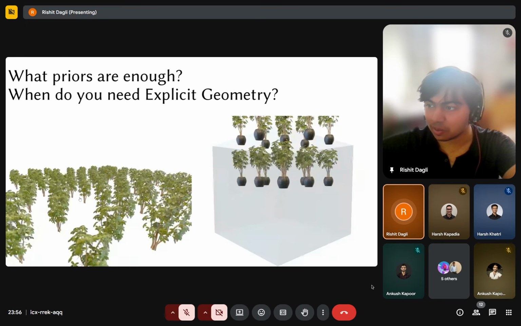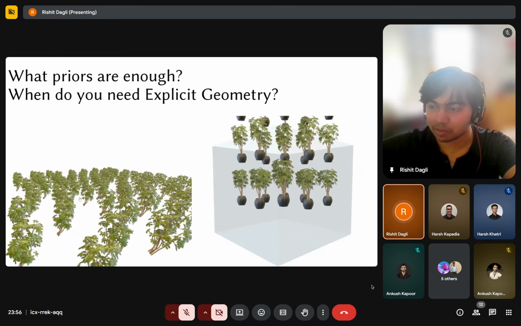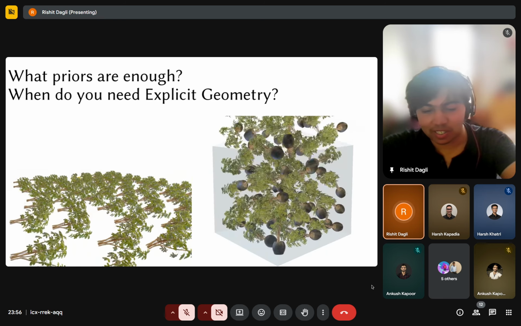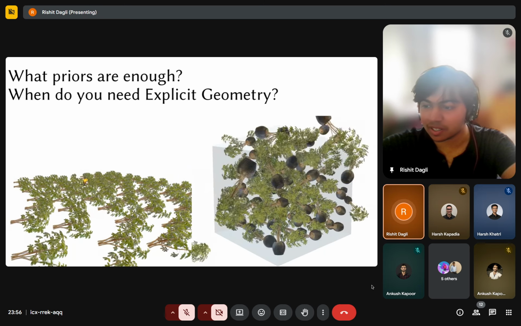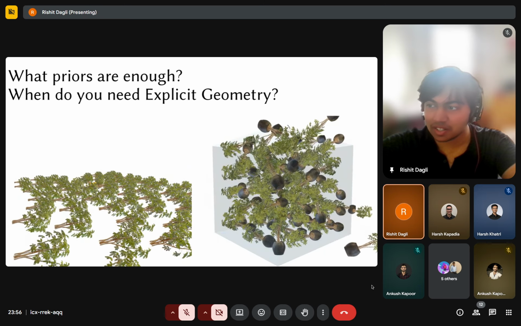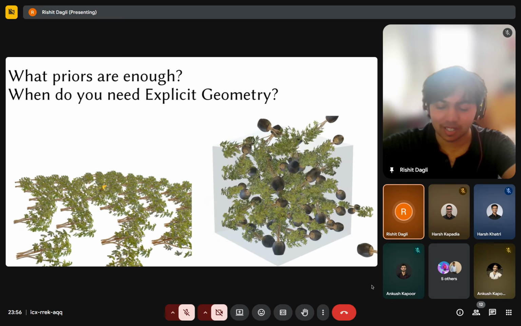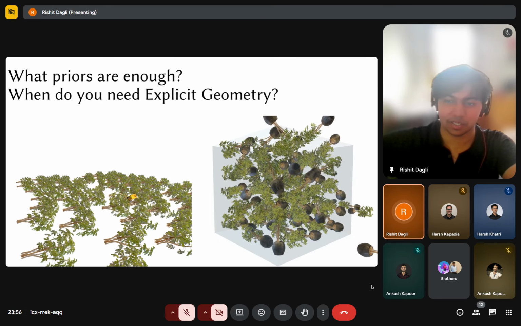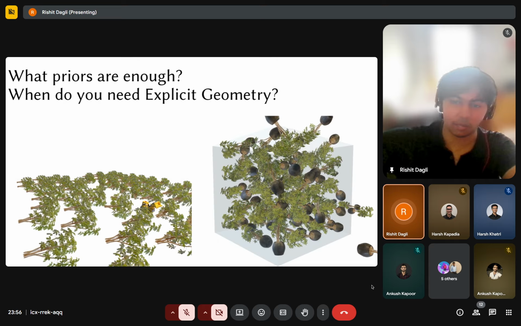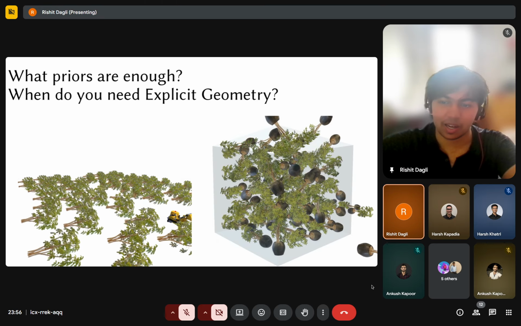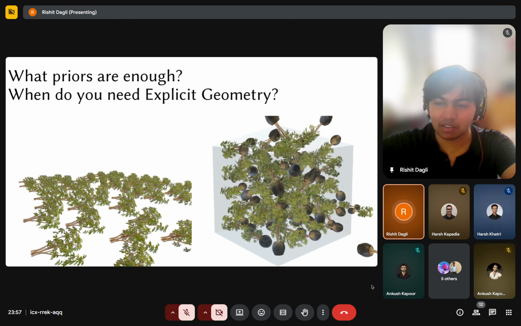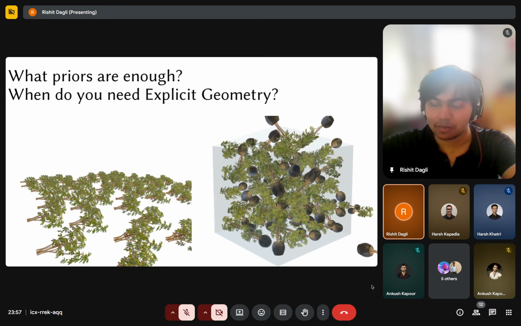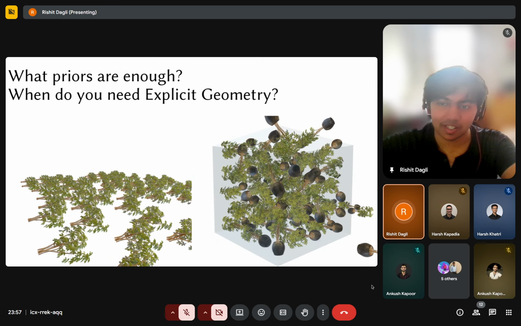And finally, I want to talk a little bit about priors and when you need explicit geometry. One reason you'd want it is the stuff that we were talking about: it's fast to render. There's a lot of control because if I have explicit geometry, I can manually move stuff around if I want. So I have a lot of control on the final output. That was pretty nice.